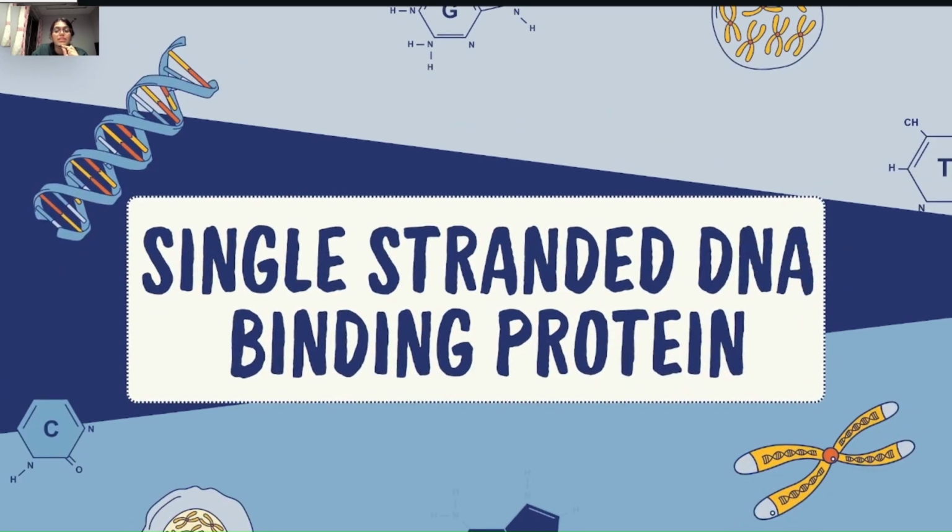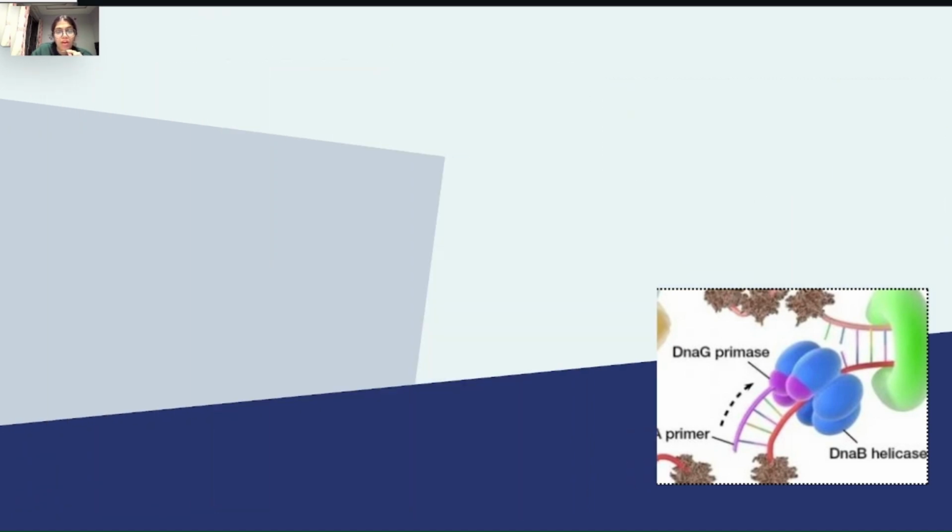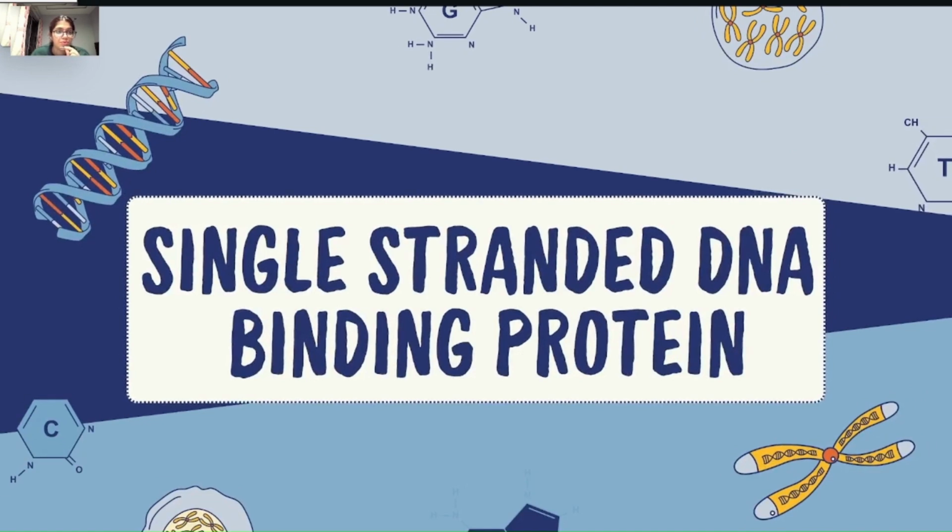Then we have the single stranded DNA binding protein, also called the SSB protein. Okay, so moving on to the next, that is the single stranded DNA binding protein, or SSB. These proteins play a crucial role in stabilizing the single stranded DNA during replication.